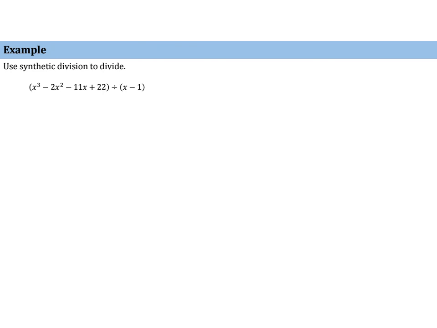This and the next few exercises will help us see a connection between division and evaluating a polynomial. So let's do our synthetic division. 1 on the outside, and then our coefficients of our dividend are 1, -2, -11, +22. And so now, bring down the 1, then we'll multiply, add. So 1 times 1 is 1. And let's add, we get -1. Multiply, we get -1, and we can add. Multiply, and then add.